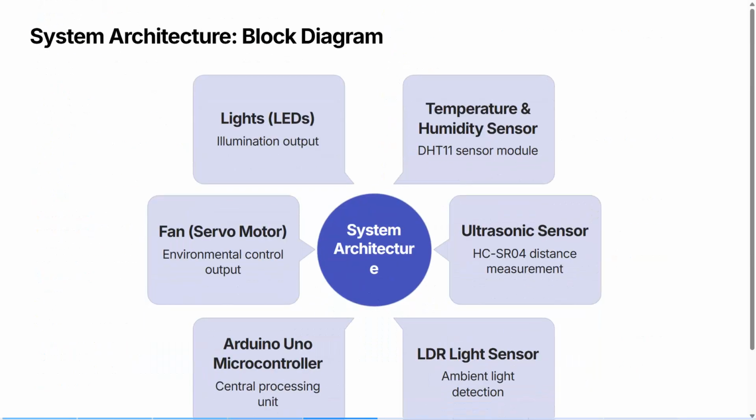Now our system architecture is: our Arduino Uno is the brain of the project. It handles all the sensors and actuators. It handles the lights. It senses the temperature and humidity and tells us via the LCD display we use. The ultrasonic sensor measures the distance. LDR is used for ambient light detection, and the servo motor is used as the fan to turn on or off by detecting the person.